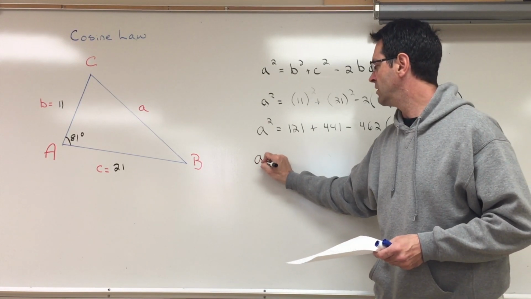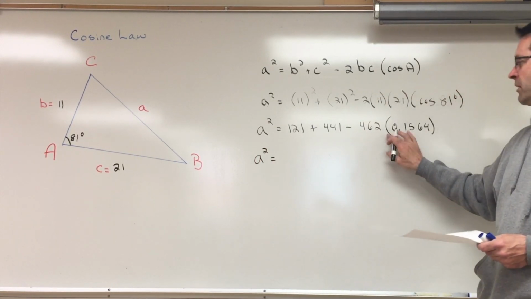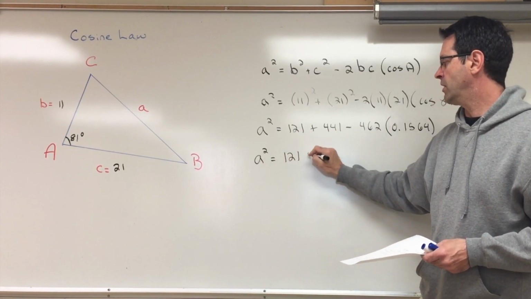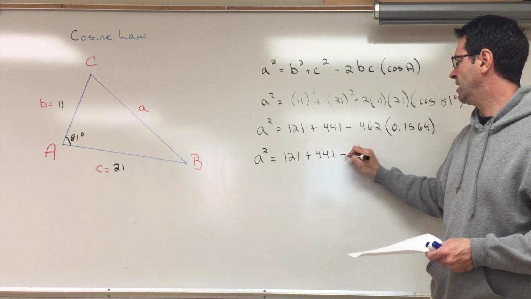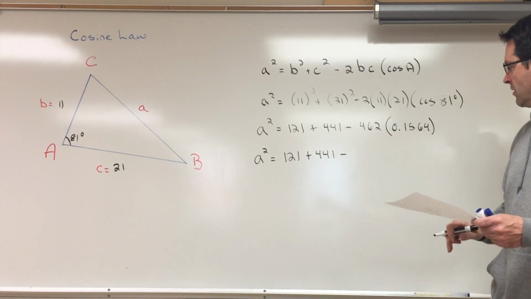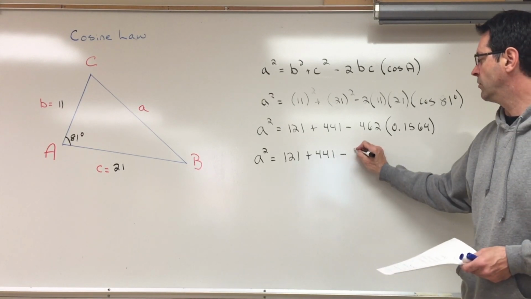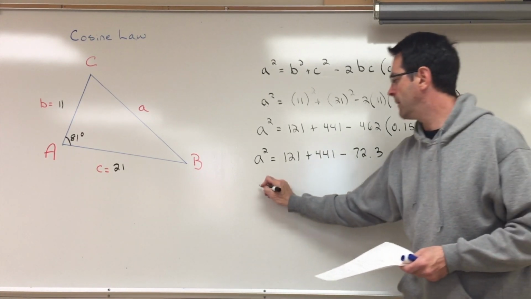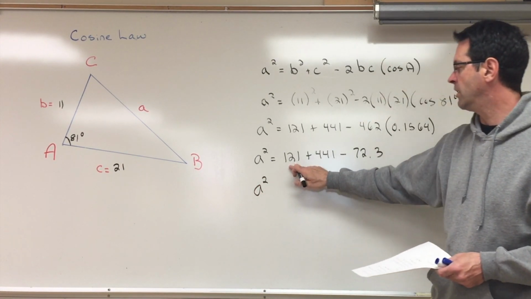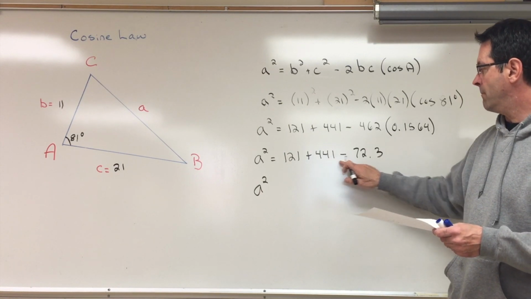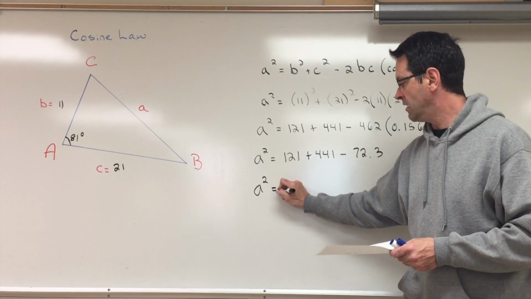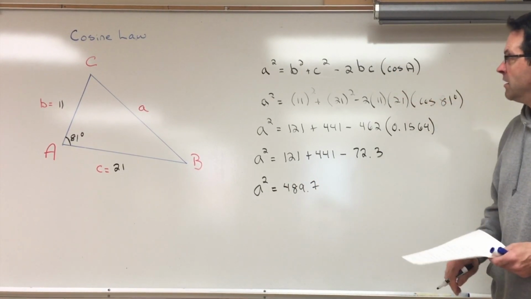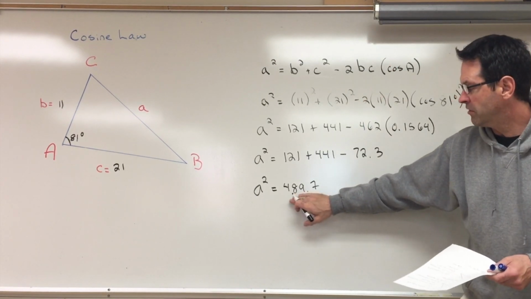Okay, we'll simplify this. BEDMAS. We do our multiplication before we do our addition and subtraction. A squared equals 121 plus 441 minus, what's 462 times 0.1564? That works out to about 72.3. Now we'll do our addition and subtraction. A squared equals 121 plus 441 minus 72.3, which is approximately 489.7. We've simplified all this down to 489.7.